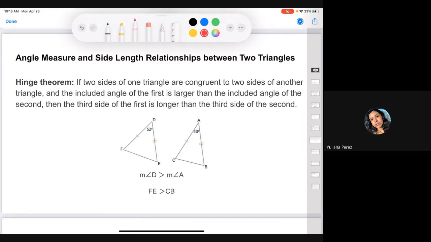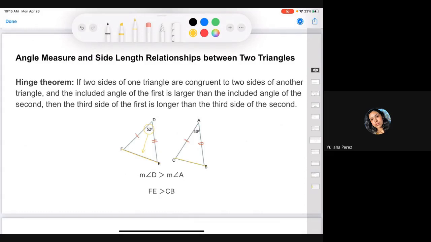Basically, it's saying if I have 2 triangles here, and they have 2 congruent sides. So the first criteria, they have to have 2 congruent sides. If they have 2 congruent sides, then what that tells me is now I want to look at the angles. 52 has a larger angle than 40, and so therefore FE would be larger than CB. That's kind of what it's telling me.